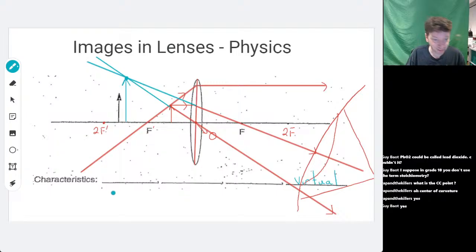Okay, if you wanted to complete the characteristics here, it's larger. It's upright, so it doesn't get inverted. And the location, I would just say the same side as the object, right? It's not on the other side of the lens, it's on the same side.